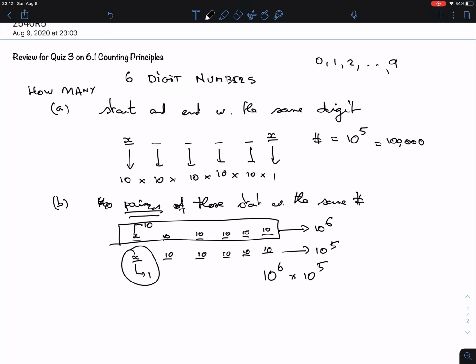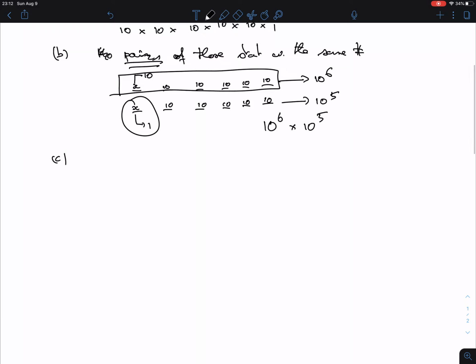Okay, so let's do C. It's still always 6-digit numbers. How many start with 1 or 2, or have no 0 in them?